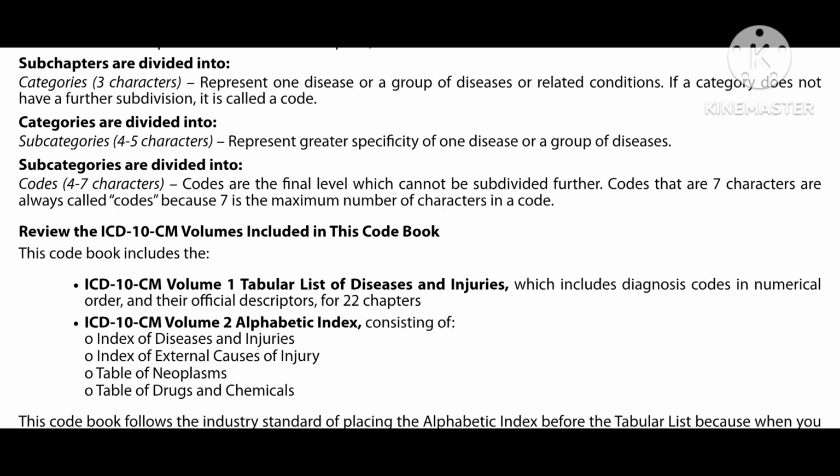So you can see here, the ICD codes are divided into categories and subcategories. That is what is given in this paragraph. Sometimes the subcategory code can have only 4 to 5 characters, or up to 7 characters. It depends upon the condition or the disease which we are coding for. And if you need more characters, you have to add more characters to the ICD codes. That is very important.